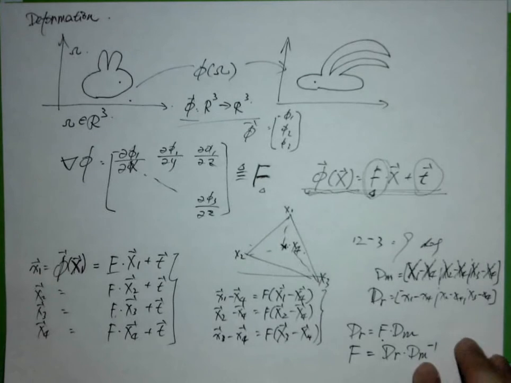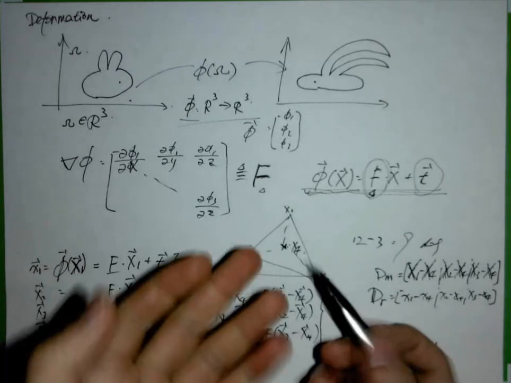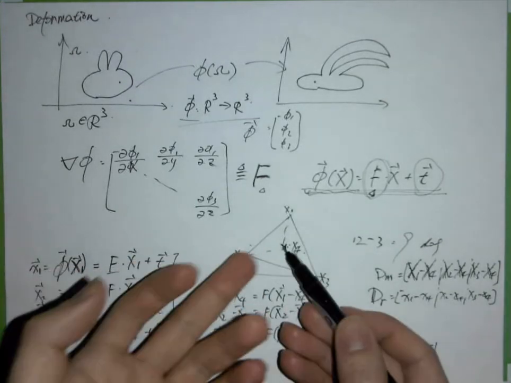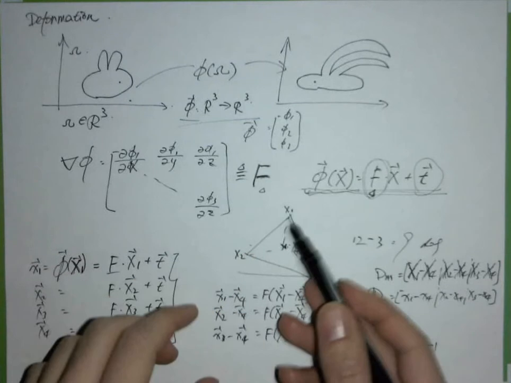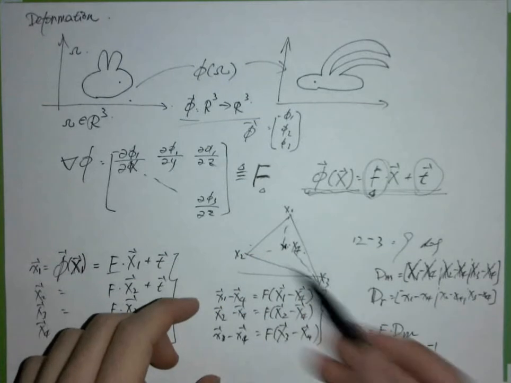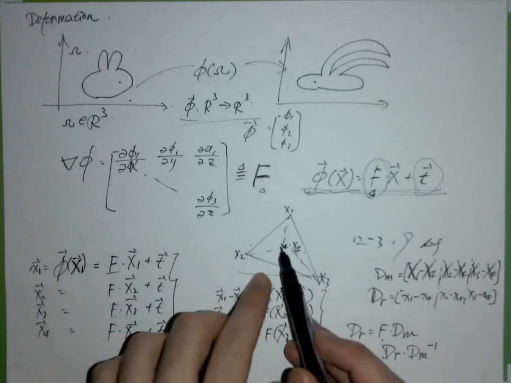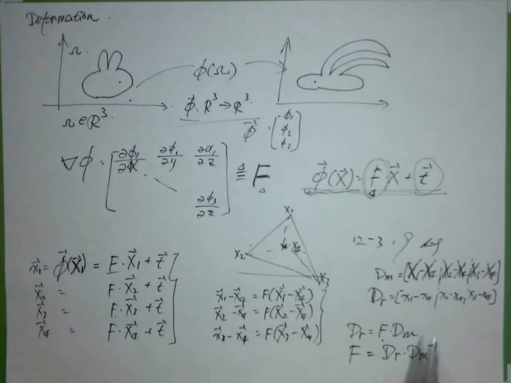Also, one question is: is this Dm matrix always invertible? Will it be a singular matrix that we cannot invert? Yes, if all 4 points lie in the same plane. That's true. If so, think about this case. If I put this x4 into the same plane as x1, x2, and x3, then those three vectors are in the same plane. All right. So in that case, the Dm will be a singular matrix.